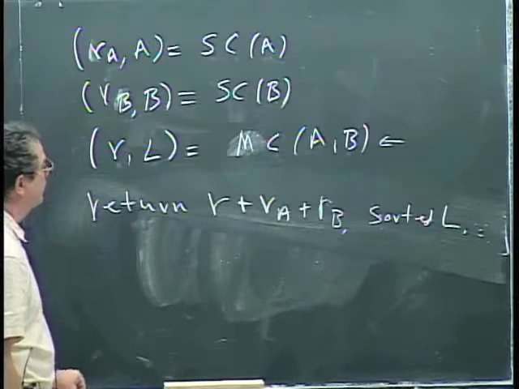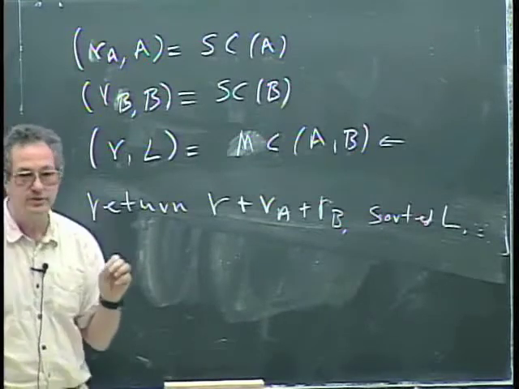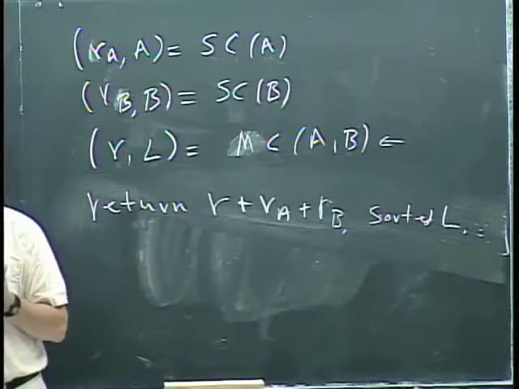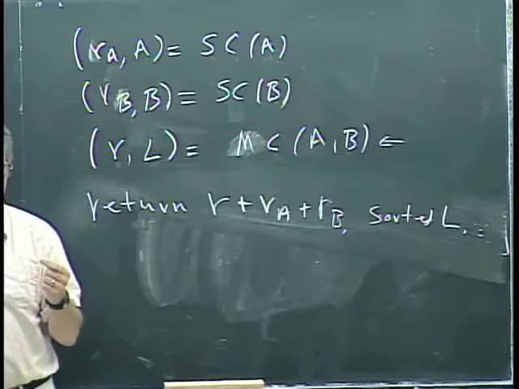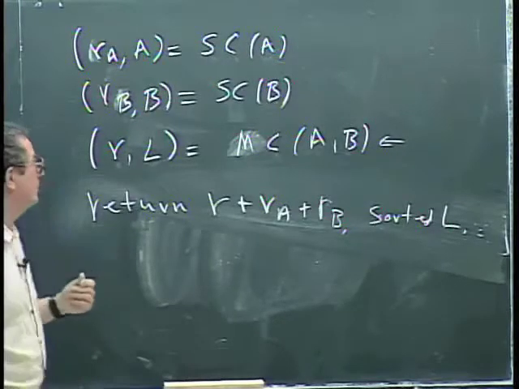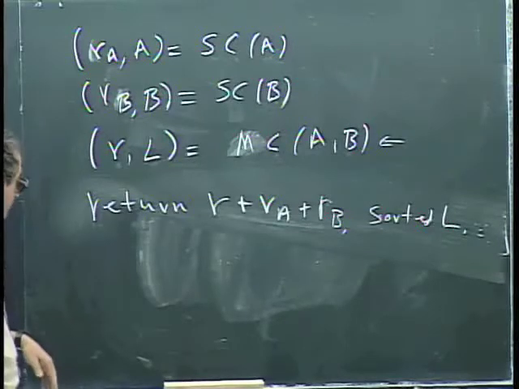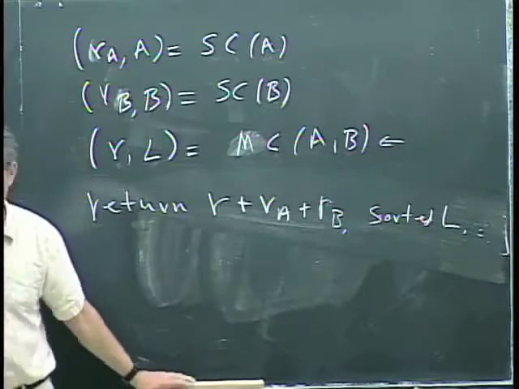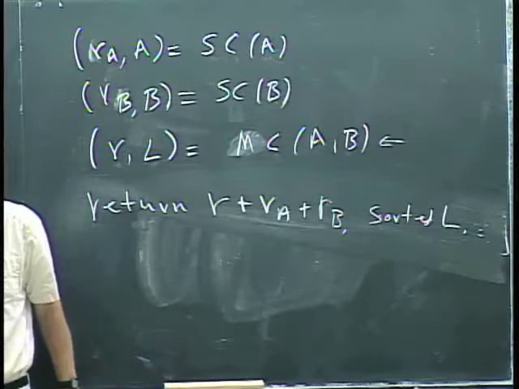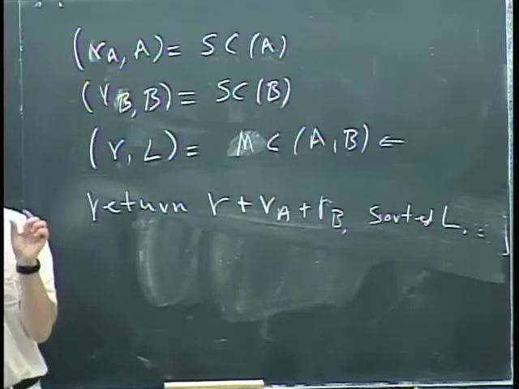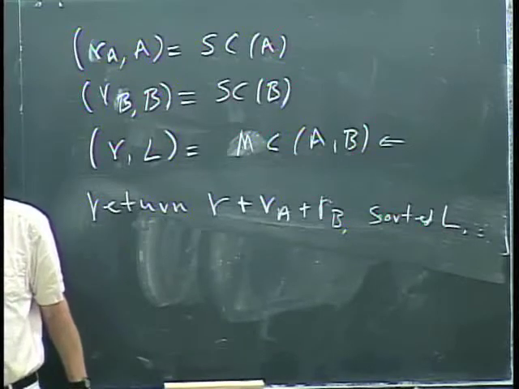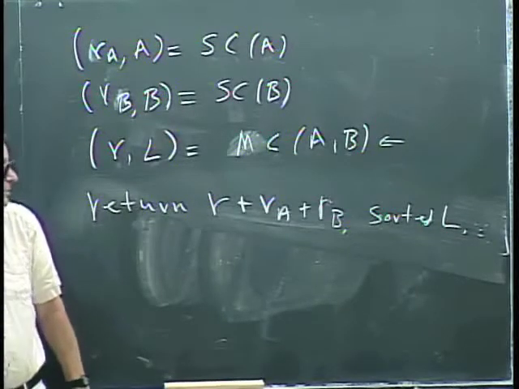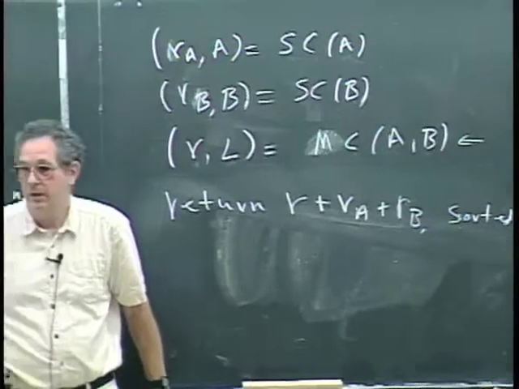Now, two basic questions we always have. Is it correct? And what's its worst case running time? What is the worst case running time if we're counting the number of comparisons? When we compare individual integers, that's our primitive operation. So what's the worst case running time for this algorithm?